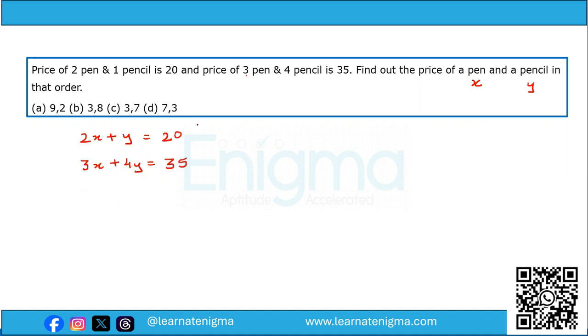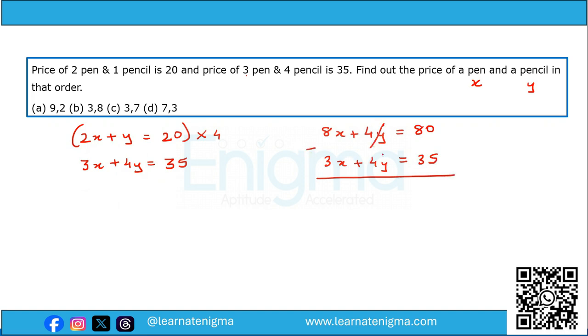Now, if we multiply the first equation by 4, you will have 4 2s are 8x plus 4y is equal to 80 and 3x plus 4y is equal to 35. If we subtract this now, 4y will get cancelled out.